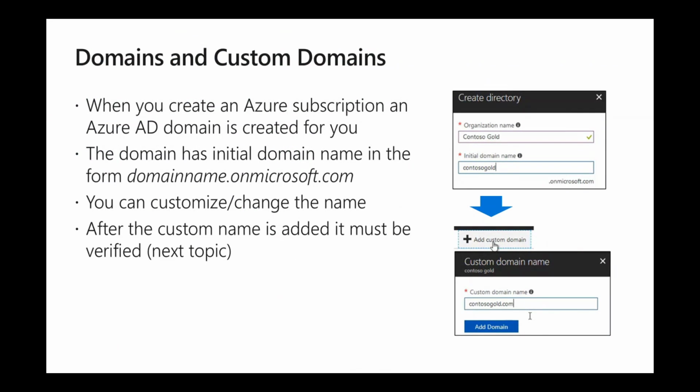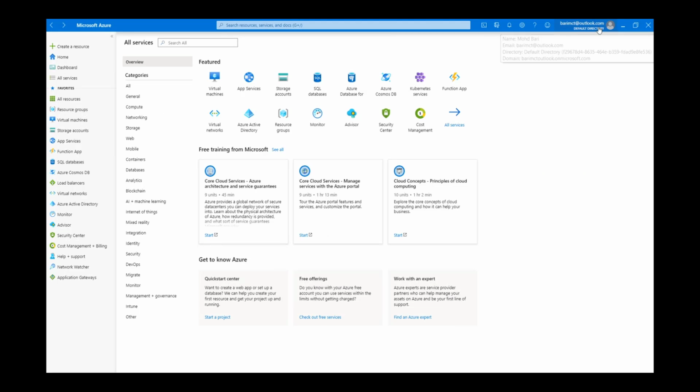So domains and custom domains. Normally, whenever you configure your Azure account, you will find there is a directory configured there. If you can see my account, I have a default directory, and my default directory domain name is barimctoutlook.onmicrosoft.com. So whatever account I create will be @barimctoutlook.onmicrosoft.com, which is not a user-friendly name. So to fix this, what we normally do is use a custom domain.